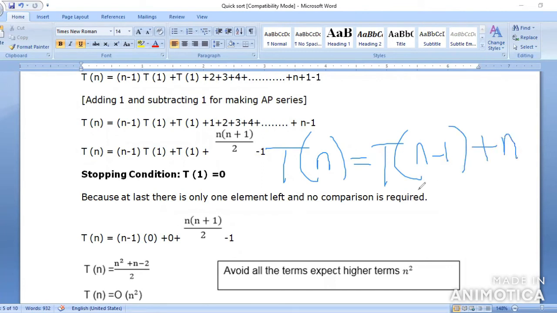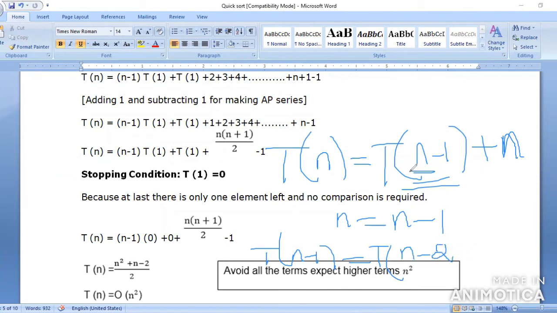It's correct. N minus 1 indicates the remaining elements except the pivot element. N indicates the number of positions for the given function. So instead of n, you have to substitute n minus 1. So T of n will be equal to T of n minus 1 minus 1, that is n minus 2. Instead of n, you substitute n minus 1.